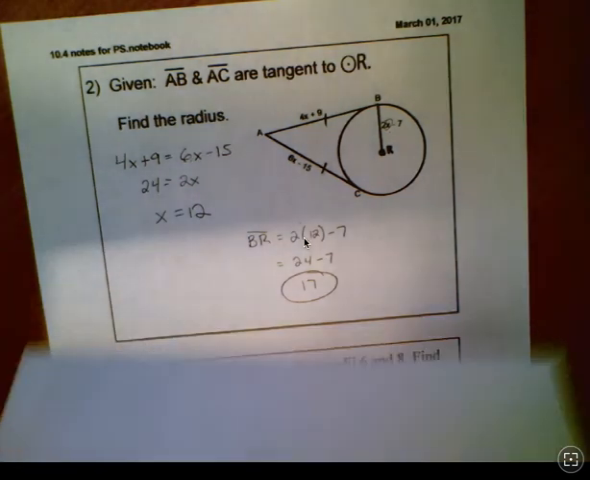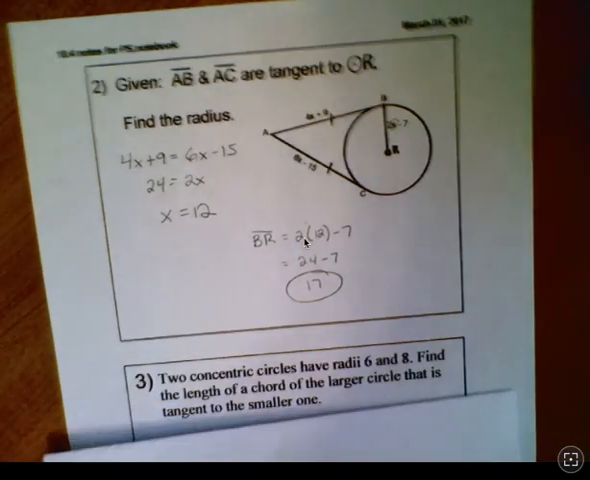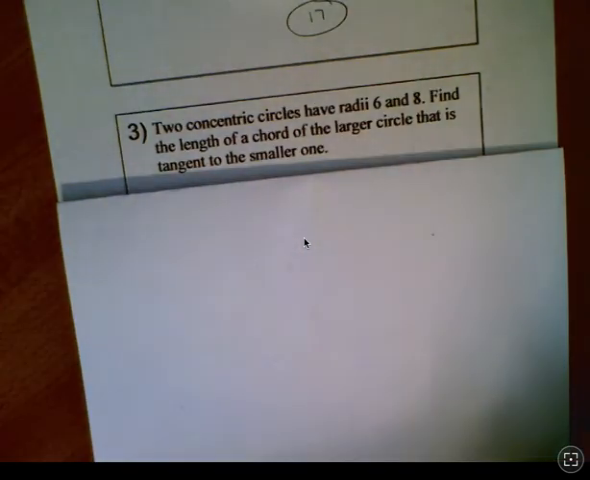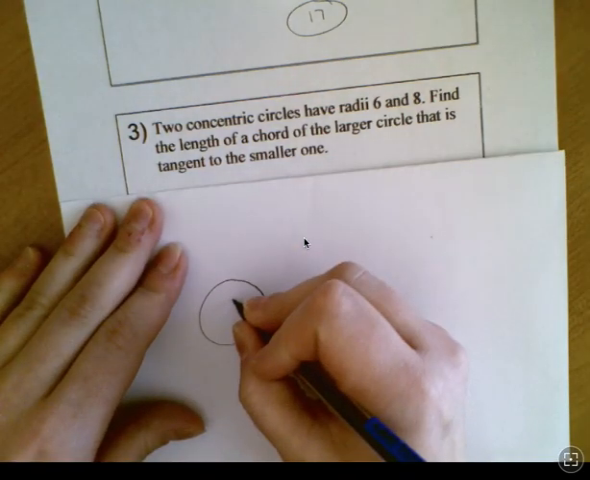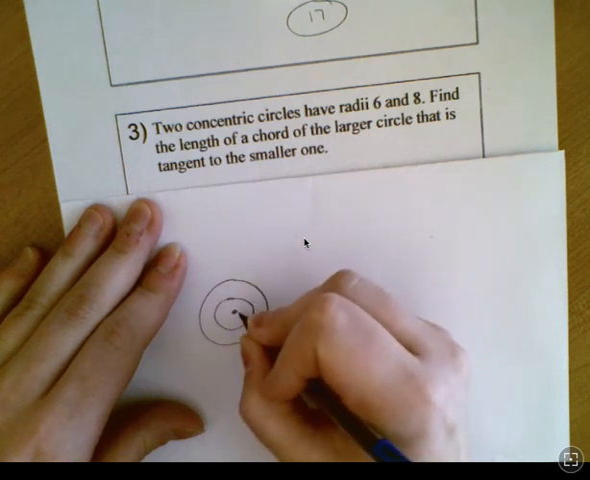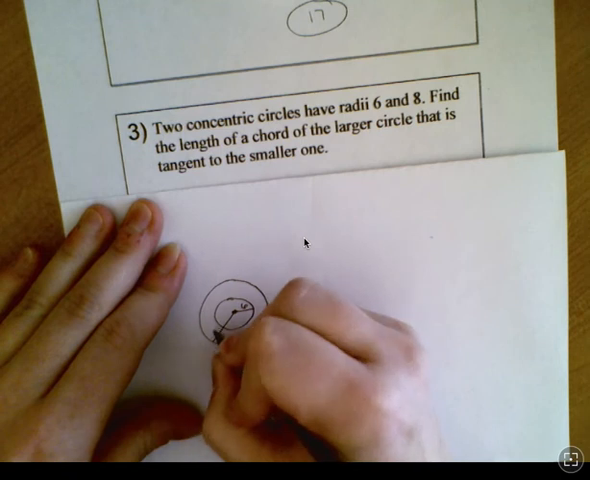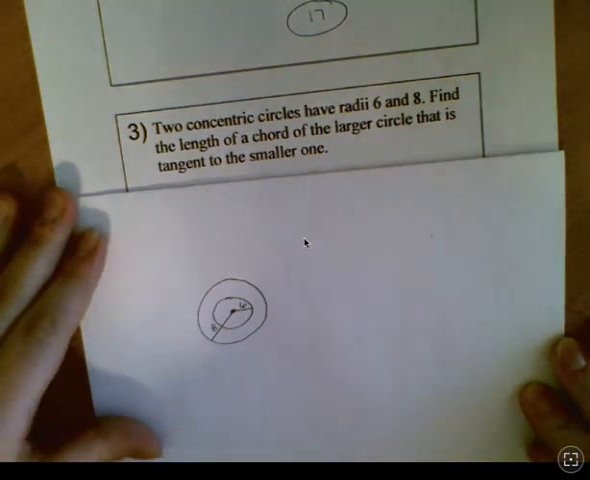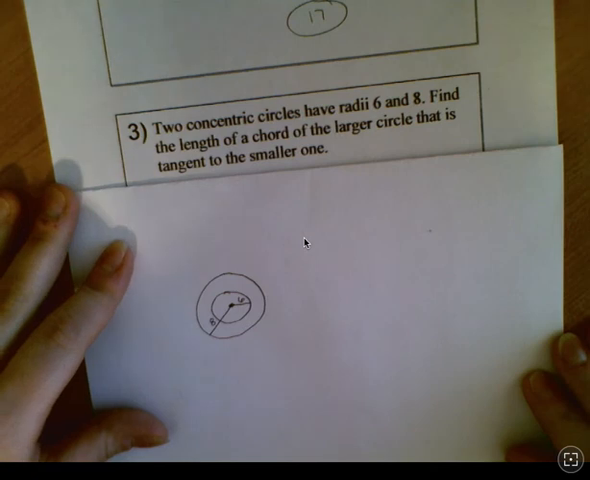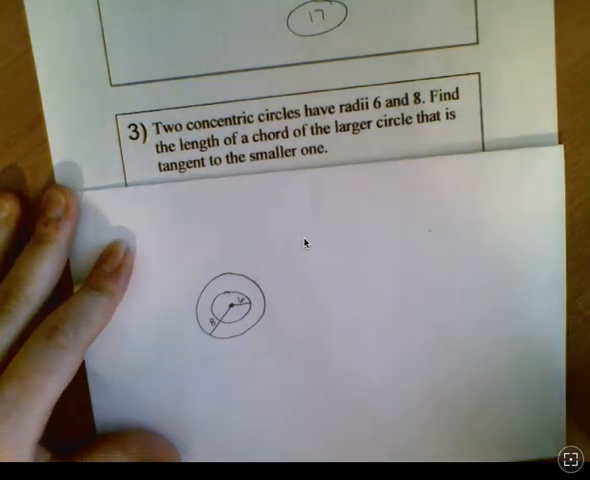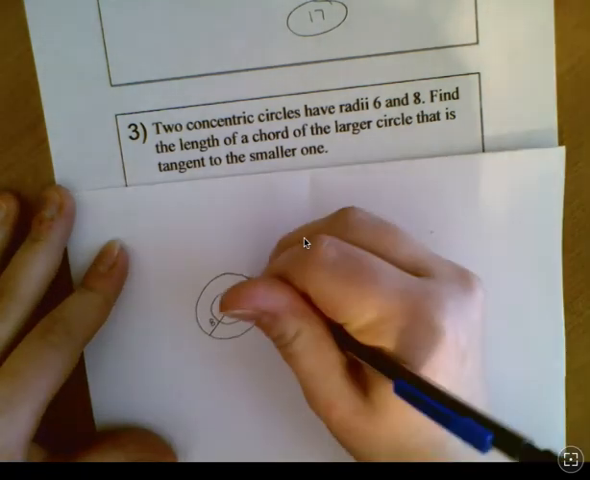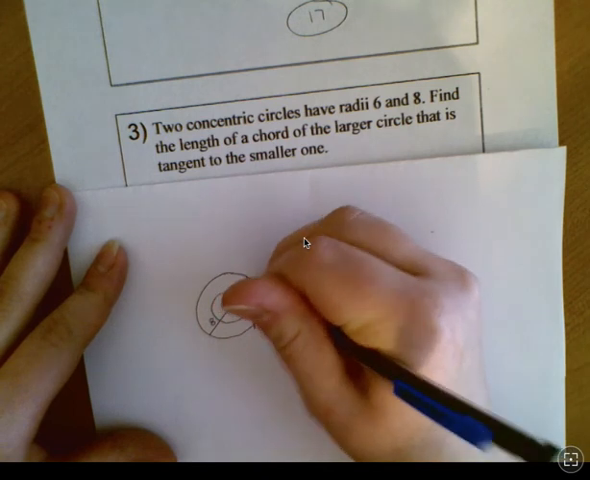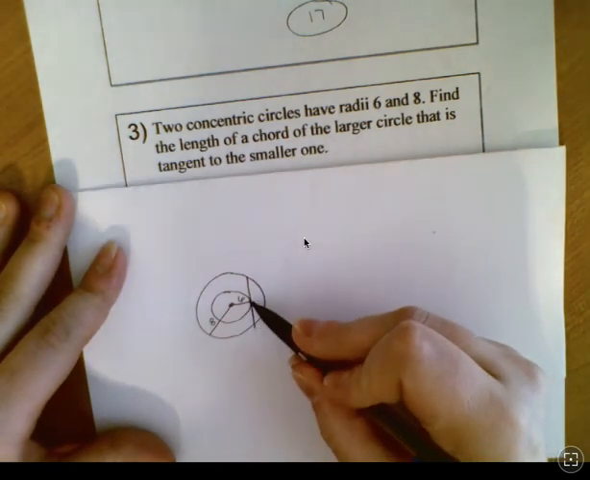One more problem for today. So on this last one, we are talking about two concentric circles. So let's draw what this would look like. We've got two circles that share a center. One has a radius of 6, one has a radius of 8. And we are finding the length of a chord of the larger circle. So larger circle chord, maybe something like this. And it is tangent to the smaller one. So here's the chord. It's a chord to the bigger circle, but it's also tangent to the smaller circle.